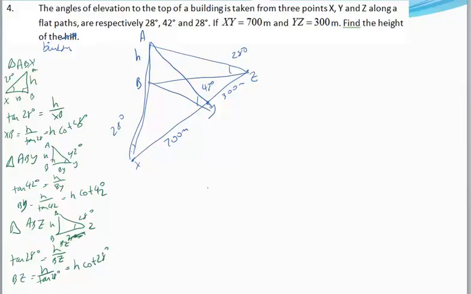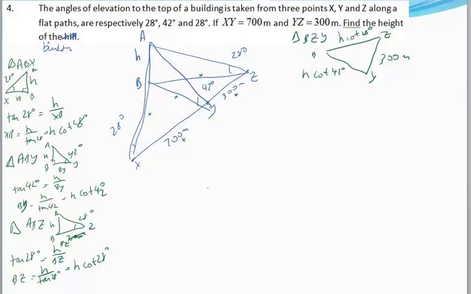So we've found these lengths here. We know this length and this length. What we need to do is relate these together, and we're going to split this into triangle BZY. Here we have B, Z, and Y. We know this is 300 meters. We've found our BY is H cot 42 degrees, and this BZ we found is H cot 28 degrees.